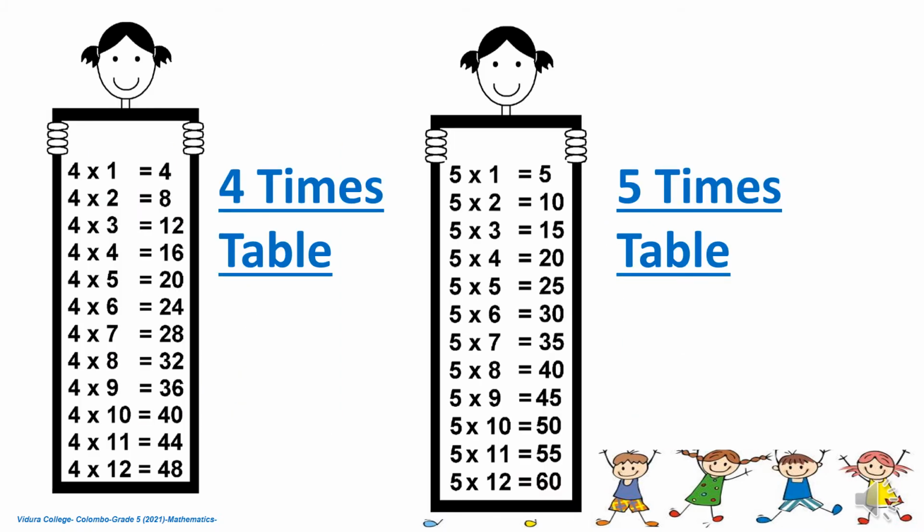Here you can see the 4 times table and the 5 times table. So you can study the 4 times table and 5 times table up to the 10th place. 4 times 1 to 4 times 10. 5 times 1 to 5 times 10. So the 5 times table is really easy. 5, 10, 15, 20. You know that. So let's take a few minutes and study the 4 times table also.